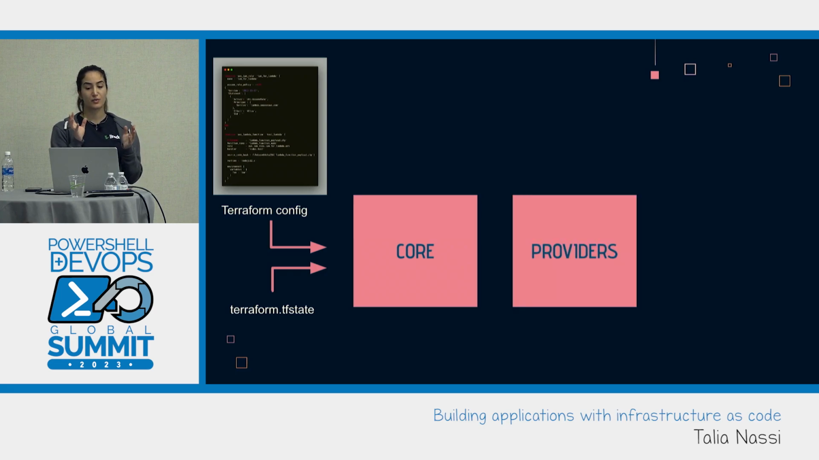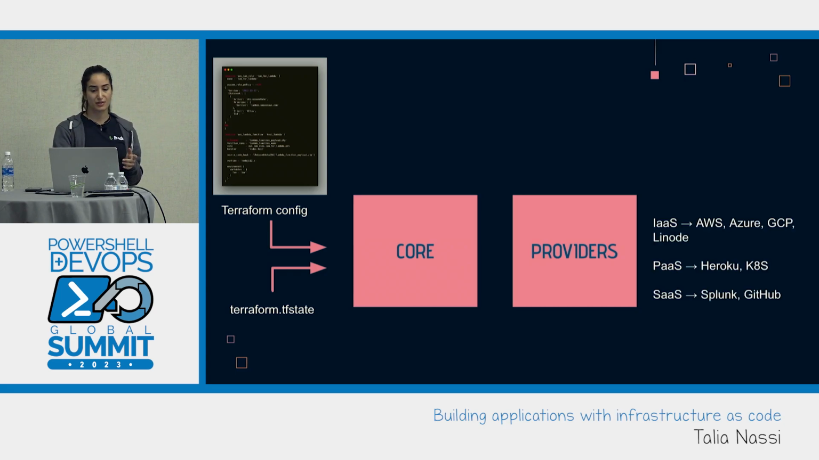And then you have what's called providers. Providers are how Terraform will connect to the rest of the world. And there's a ton of different providers. You have infrastructure as a service tools like AWS, Azure, GCP, Linode. You have platform as a service tools like Heroku and Kubernetes. You can have software as a service tools like Splunk and GitHub.